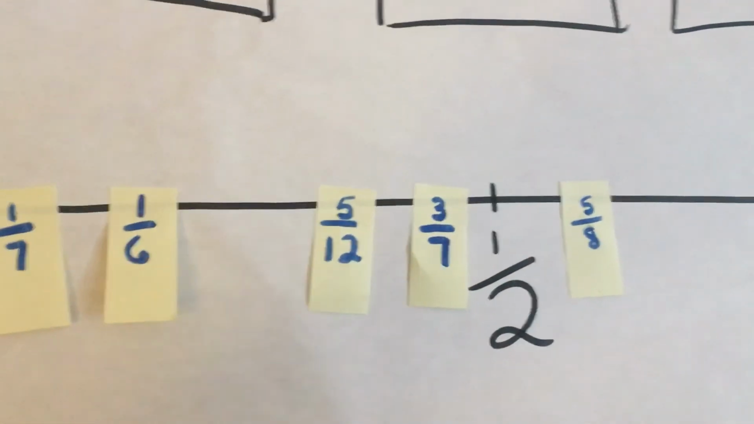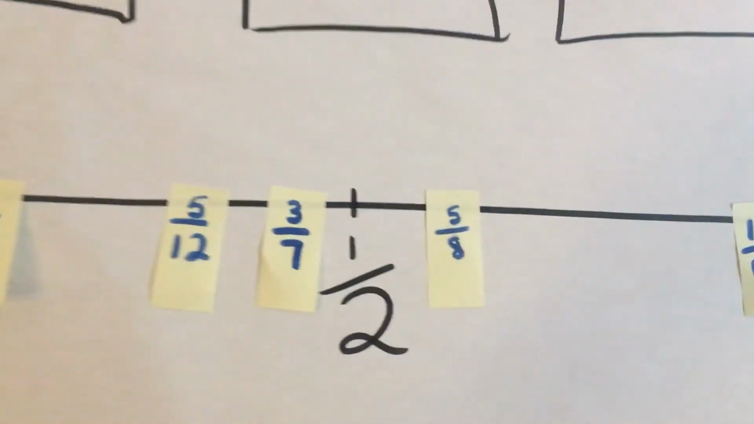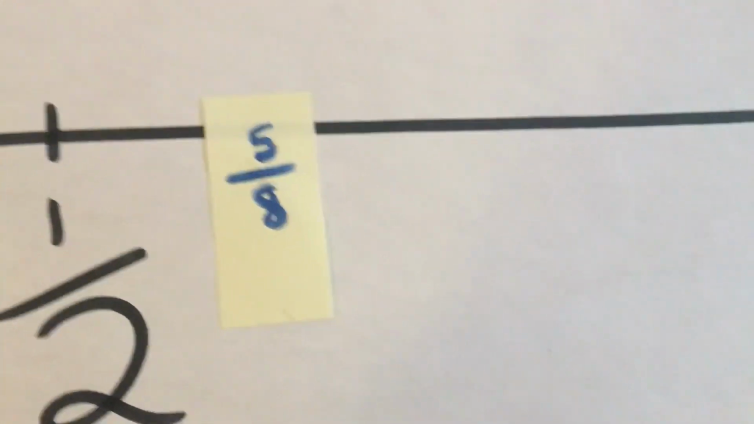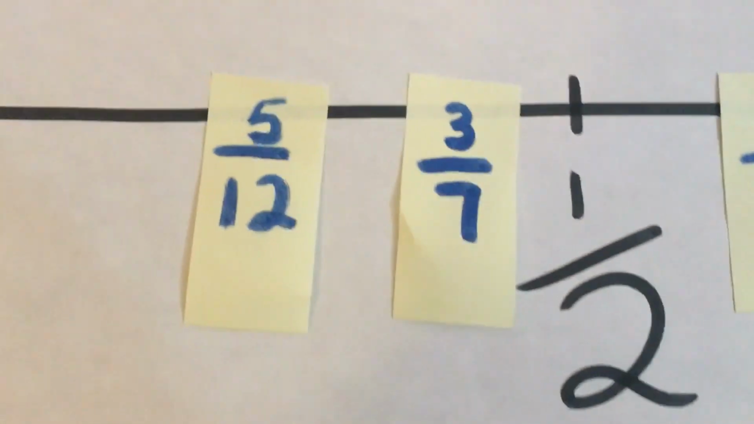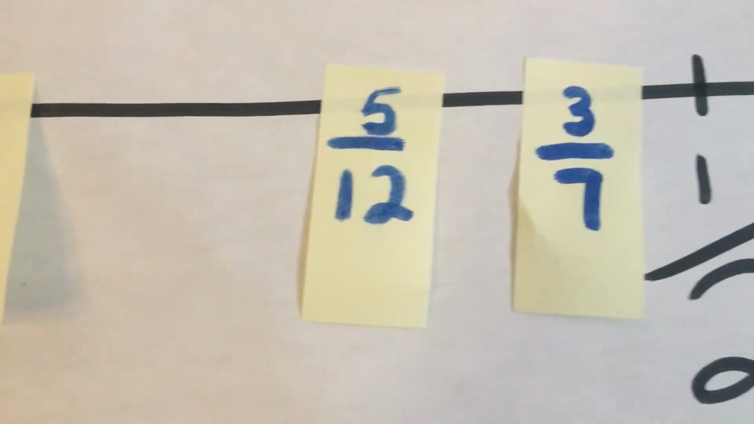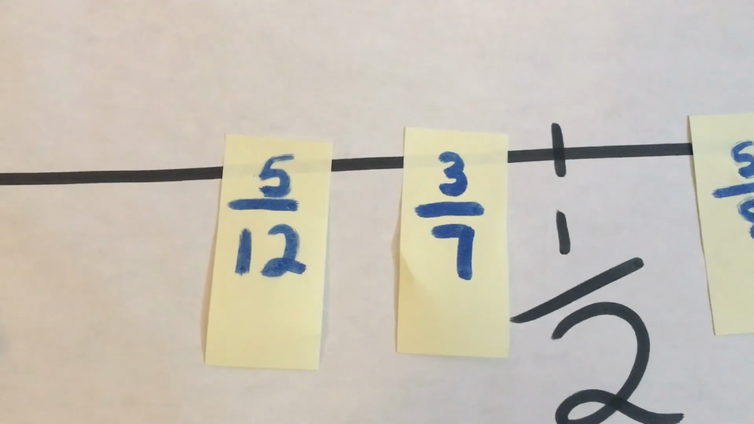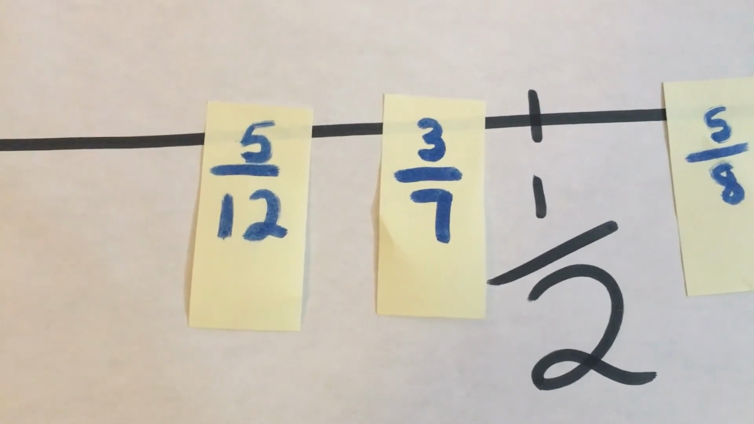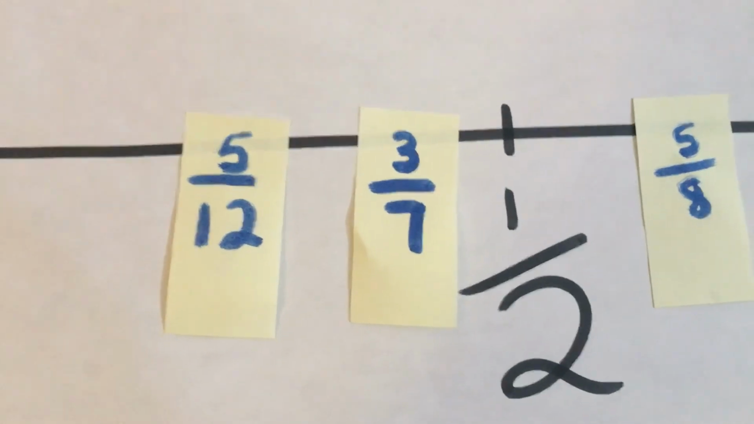So I'm just curious. We talked about that. You said 5/8 was a little more than half, because you said it was 1/8 more than 4/8. Why is 5/12 less than half? Because 6/12 is half, and 5/12 is just 1/12 less than half.